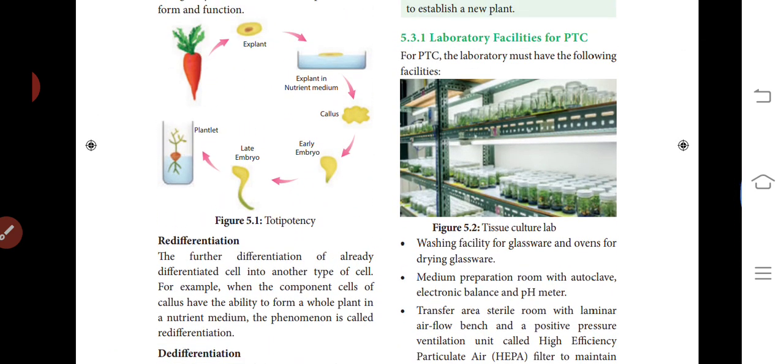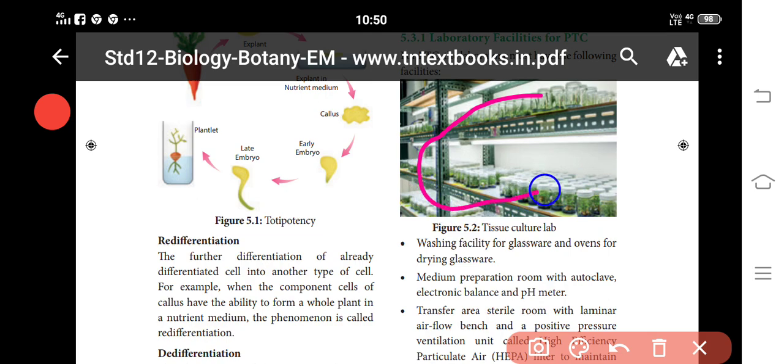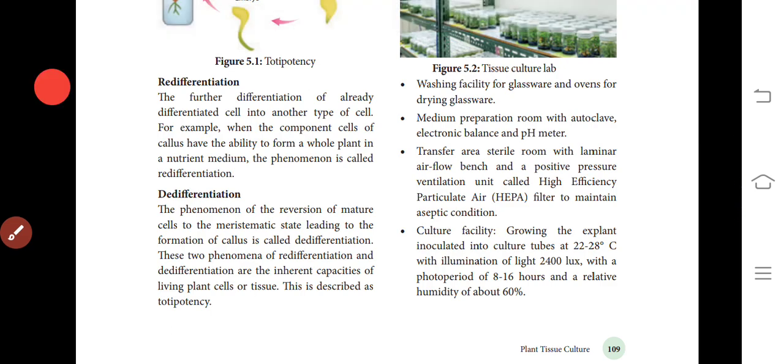So this is the laboratory for tissue culture. The washing facility is a separate room, made for producing the new plant. You have this separate room because the room is sterilized. All the things have to be sterilized: washing of glassware, ovens, drying of glassware, all kept in the lab. All of it is to be sterilized.